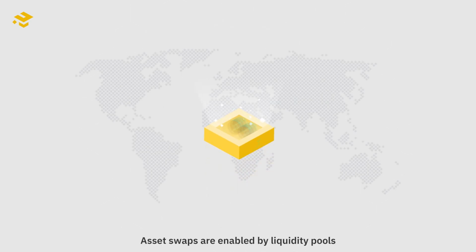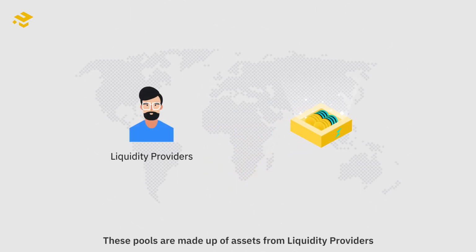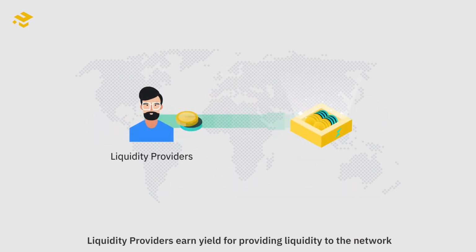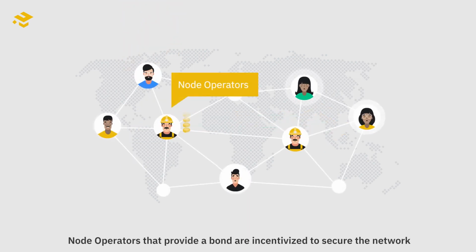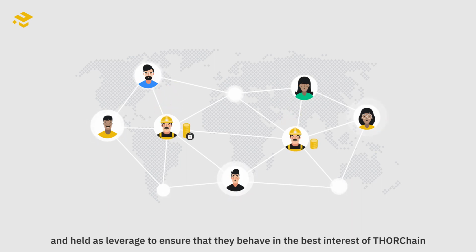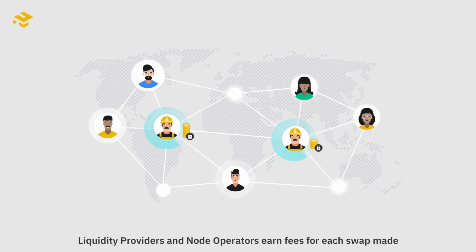Asset swaps are enabled by liquidity pools. These pools are made up of assets from liquidity providers and are secured by a network of node operators. Liquidity providers earn yield for providing liquidity to the network. Node operators that provide a bond are incentivized to secure the network. Bonds are RUNE sent to the network by node operators and held as leverage to ensure that they behave in the best interest of THORChain. Liquidity providers and node operators earn fees for each swap made.